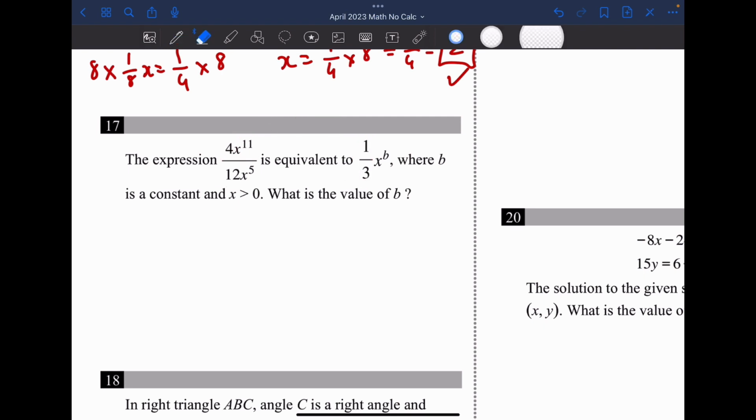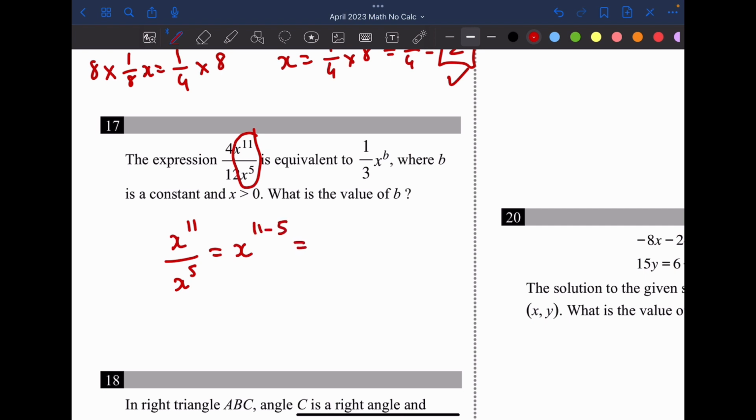And then this is once again an exponent rule that you have to memorize. If you have division of variables with the same base, so x to the power of 11 divided by x to the power of 5, this would be x to the power of 11 minus 5, which is equal to x to the power of 6. So in this case, what is b? If it is the same format, b must be 6 because they end up in the same spot. So b is equal to 6.